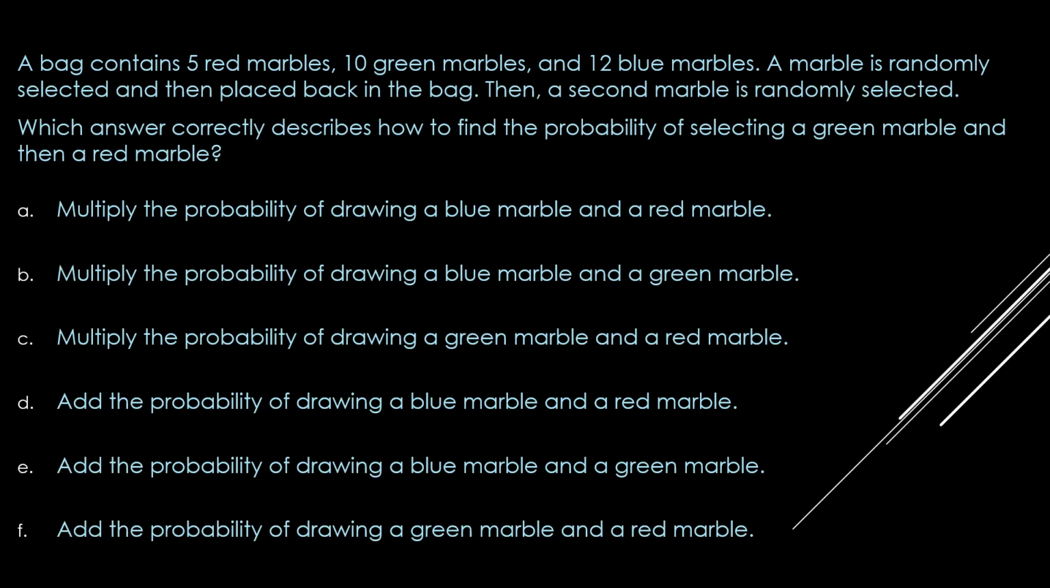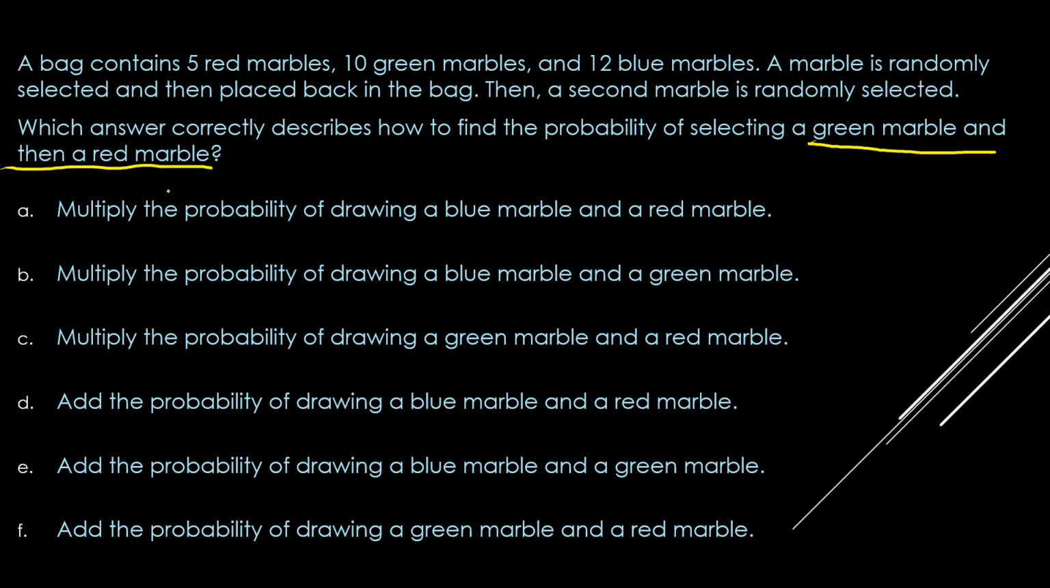Alright, next question says that a bag contains 5 red marbles, 10 green, and 12 blue. A marble is randomly selected and then replaced back in the bag. Then a second marble is randomly drawn. So we're picking 2 marbles from this bag. We want to know which answer correctly describes how to find the probability of selecting a green marble and then a red marble.